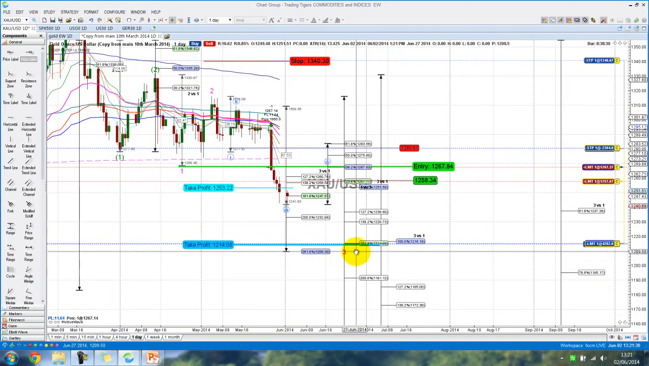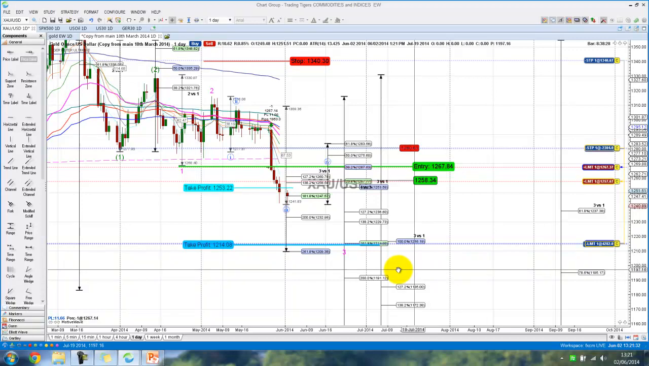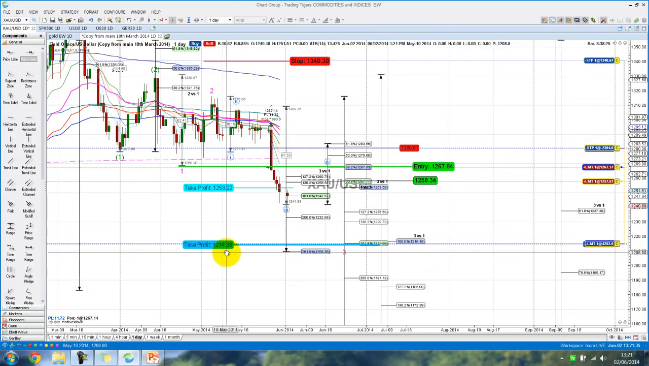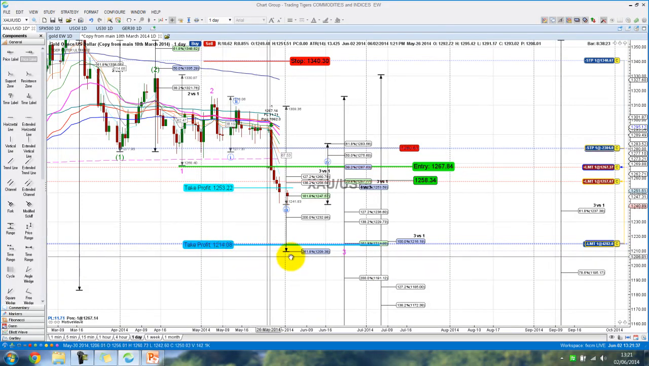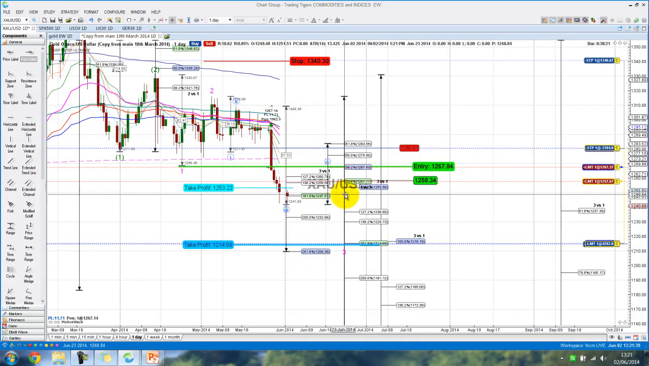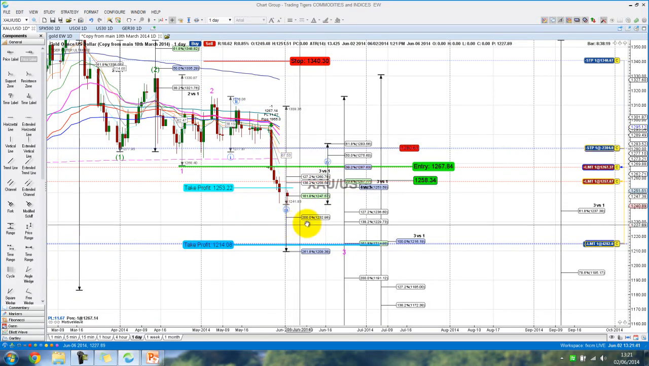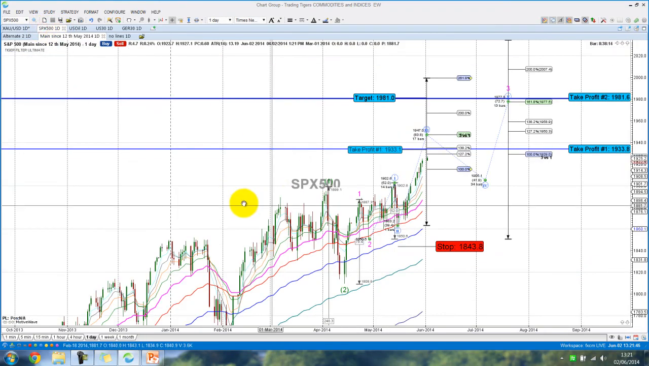Okay, and that's at the 1618. So our target level is going to be 1214.08. That's where we're going to be coming out of all these trades, right? So that's what we're looking for on the gold. Right, now let's move to the SPX 500.